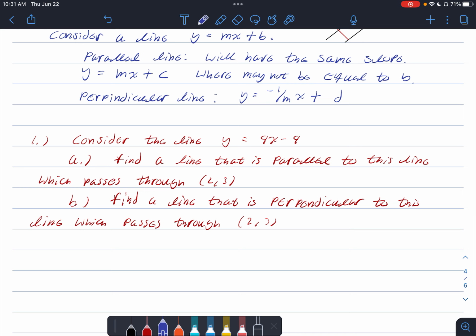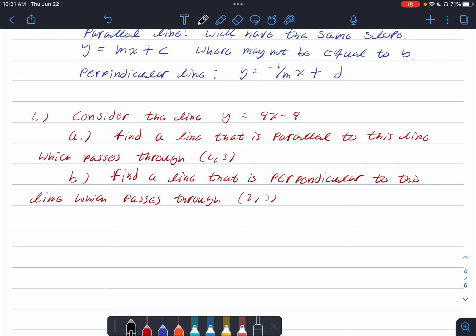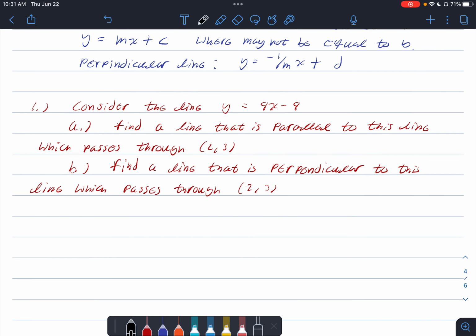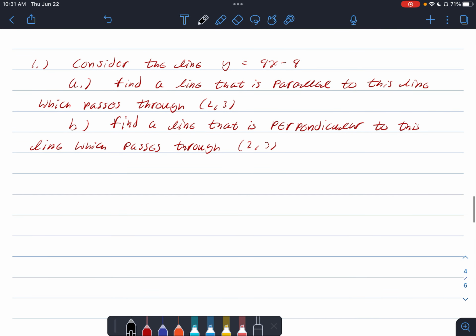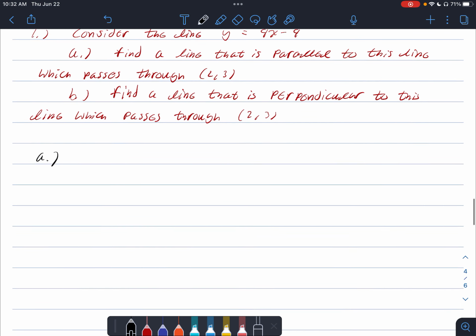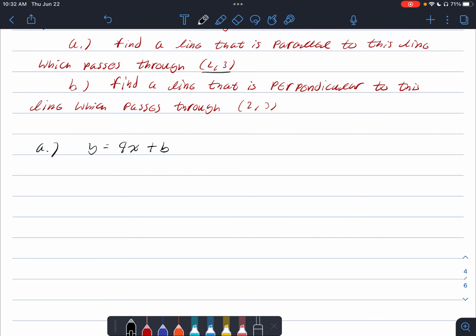So we want to consider the line y equals 9x minus 9. And first we want to find a line that is parallel to this line, which passes through the point 2, 3. So a line that is parallel, so let's start with A here. A line that is parallel to this line is going to be of the form y equals 9x plus b. Okay, and we don't know what b is, but we know it's going to have the same slope because it's parallel. But we do know that it passes through the point 2, 3. So to find out what b is, let's use this point 2, 3.